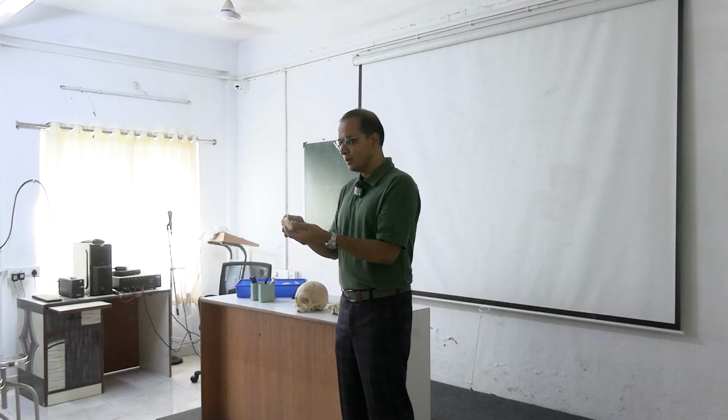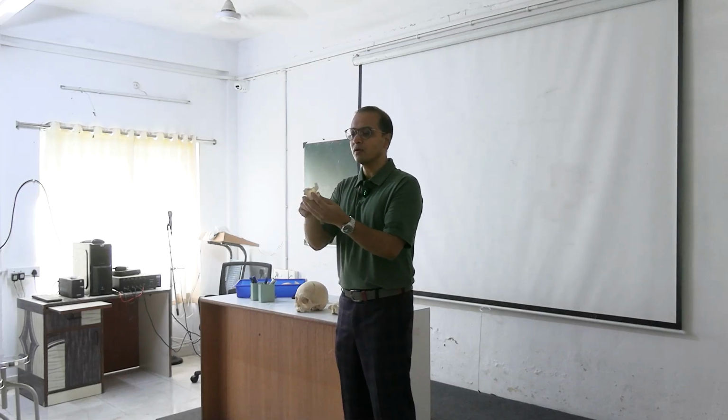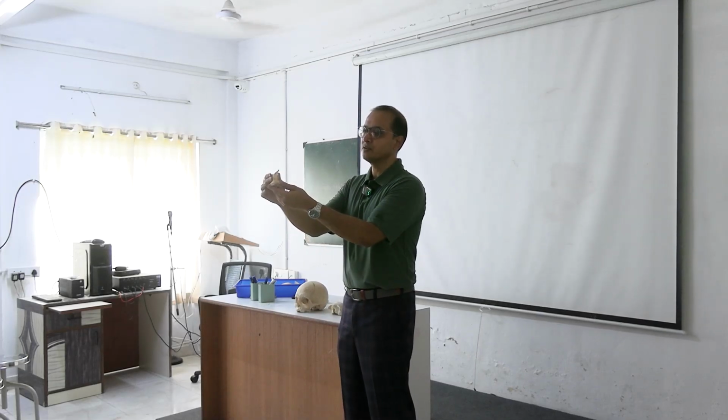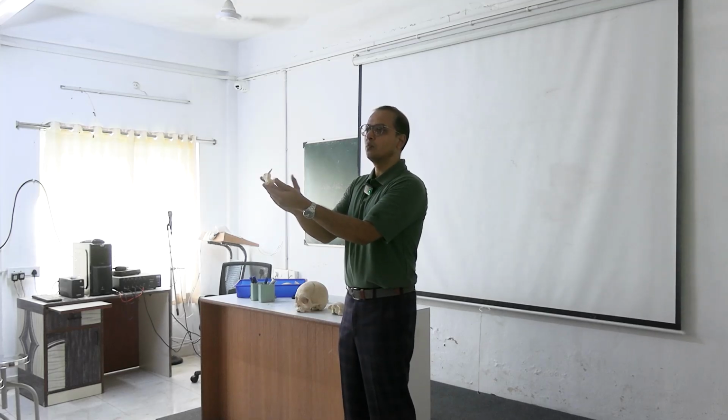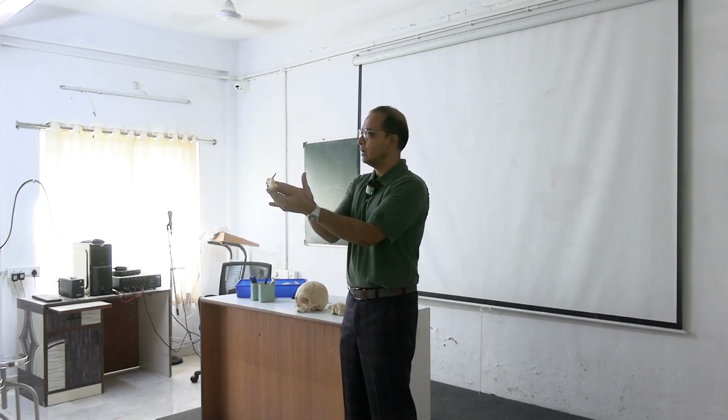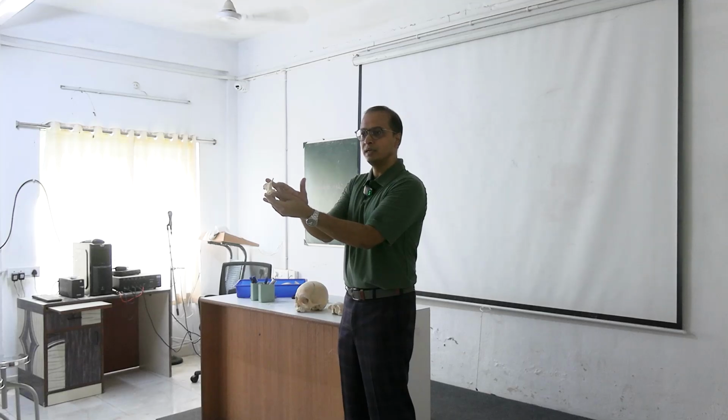Now, one thing I want to mention here is the posterior surface. This is the anterior surface of this bone, and opposite to it we have the posterior surface. The posterior surface has two parts: one towards the zygomatic bone, which is posterolateral, and the other posteromedial, right.